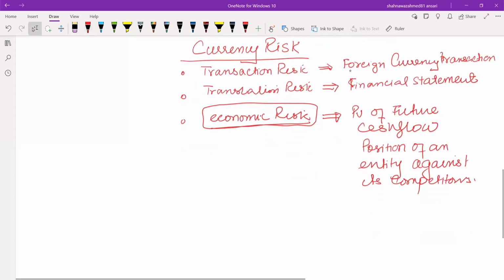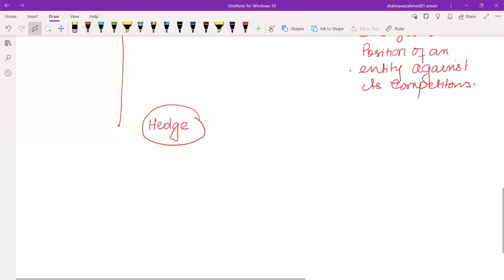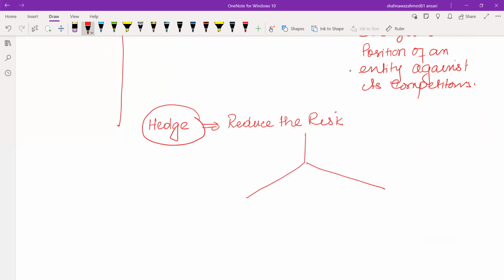So we normally manage those risks. In case of transaction risk, we have to hedge our currency risk. And how can we hedge? Hedging means to reduce the impact of the risk. And how can we do this? We have a few methods. Some are called internal methods and some are called external methods.